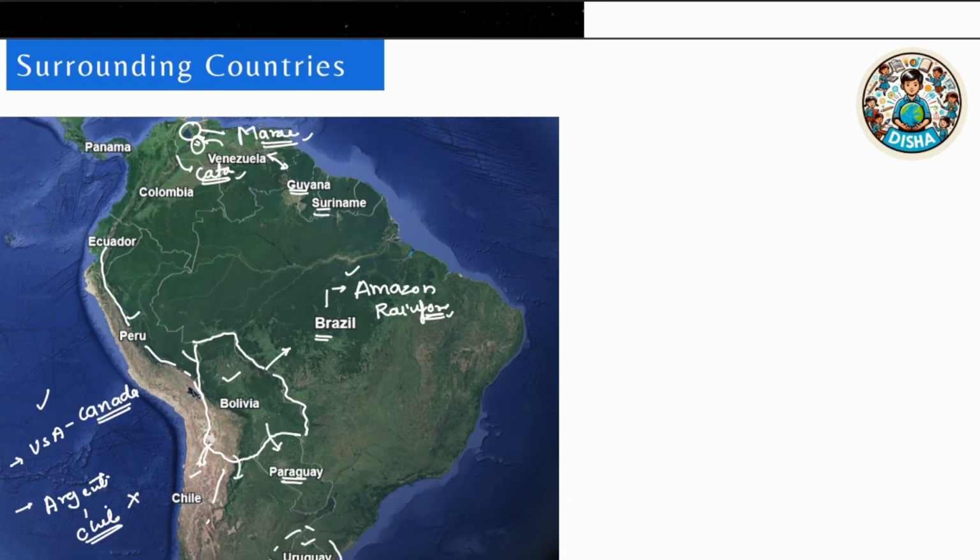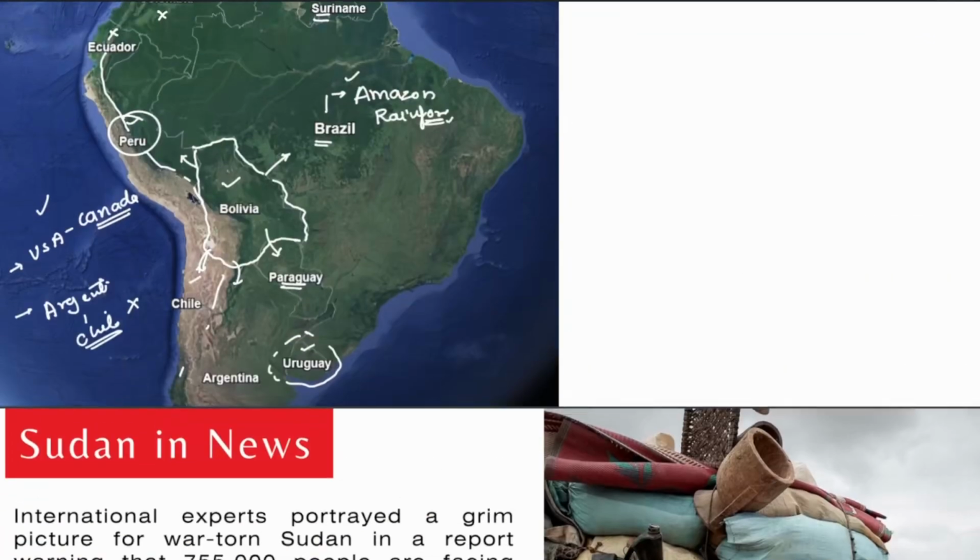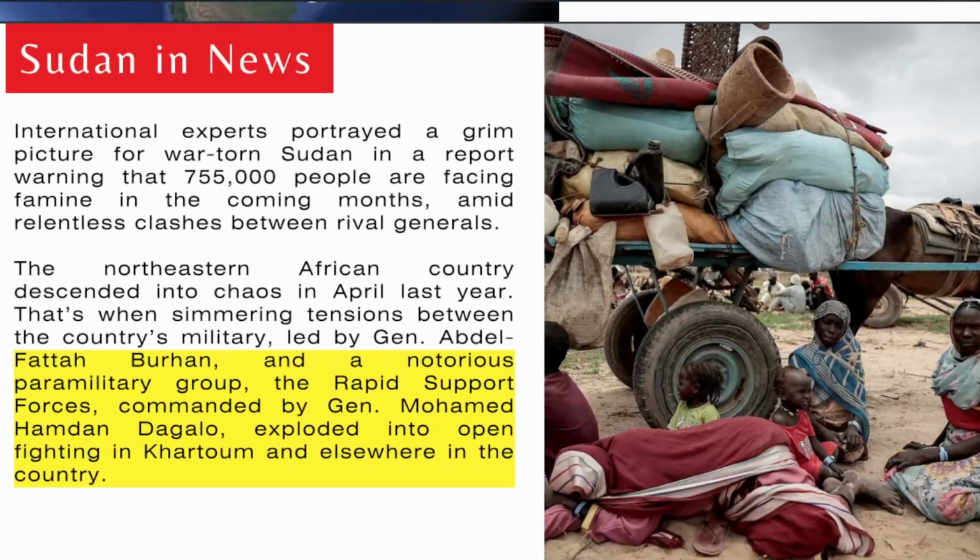Okay, on the western side we can see Peru here. And then Ecuador and Colombia are not connected. So now we know a general mapping of Bolivia. Let's move forward and come to Sudan now.